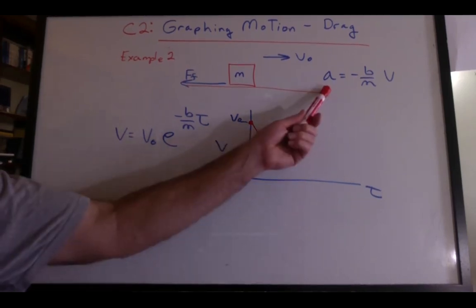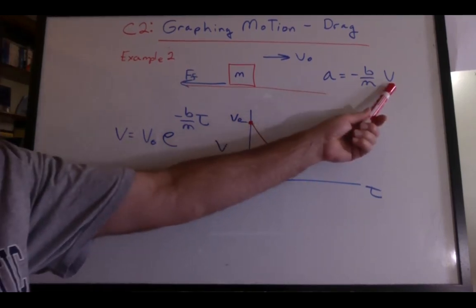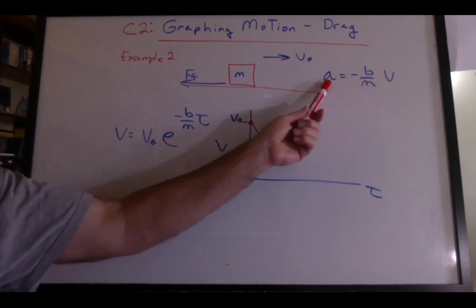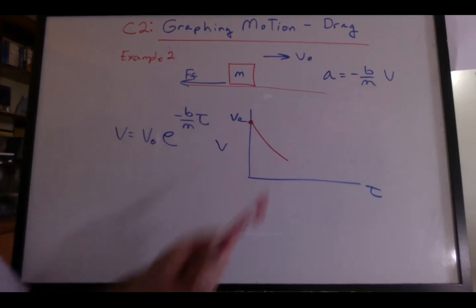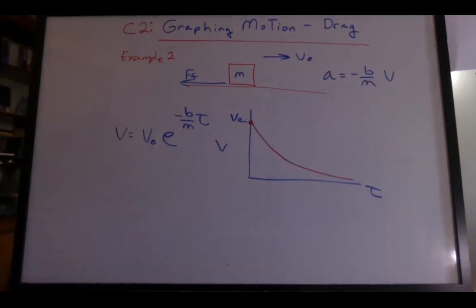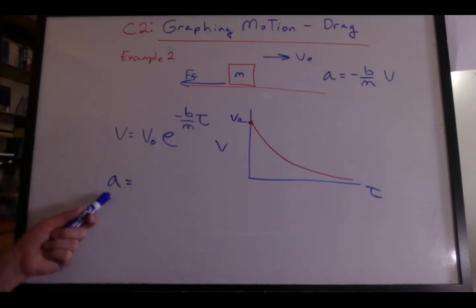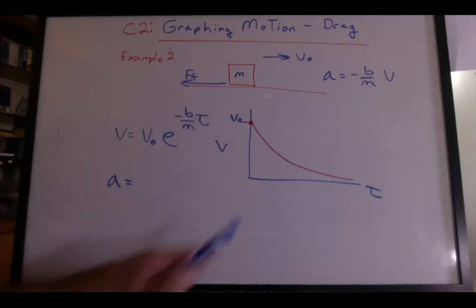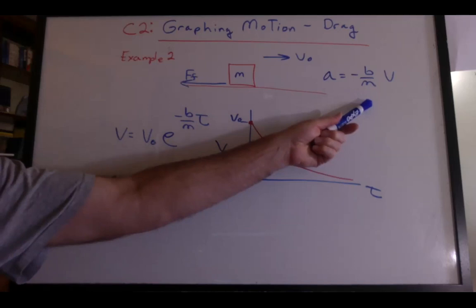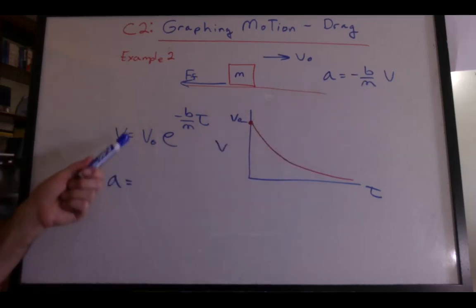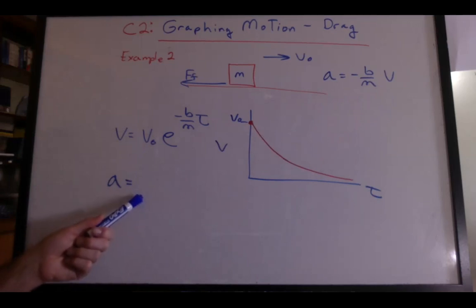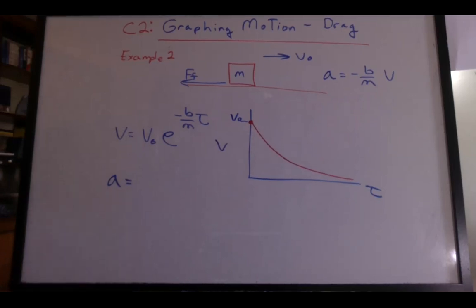Take a look at your acceleration. The slower we go, the smaller the acceleration. That would mean the smaller the slope. So it starts to approach 0. Now the question is, what is acceleration versus time? Now remember, that's not acceleration versus time. That's acceleration as a function of velocity. So we would want to take the derivative of this to get the acceleration as a function of time.